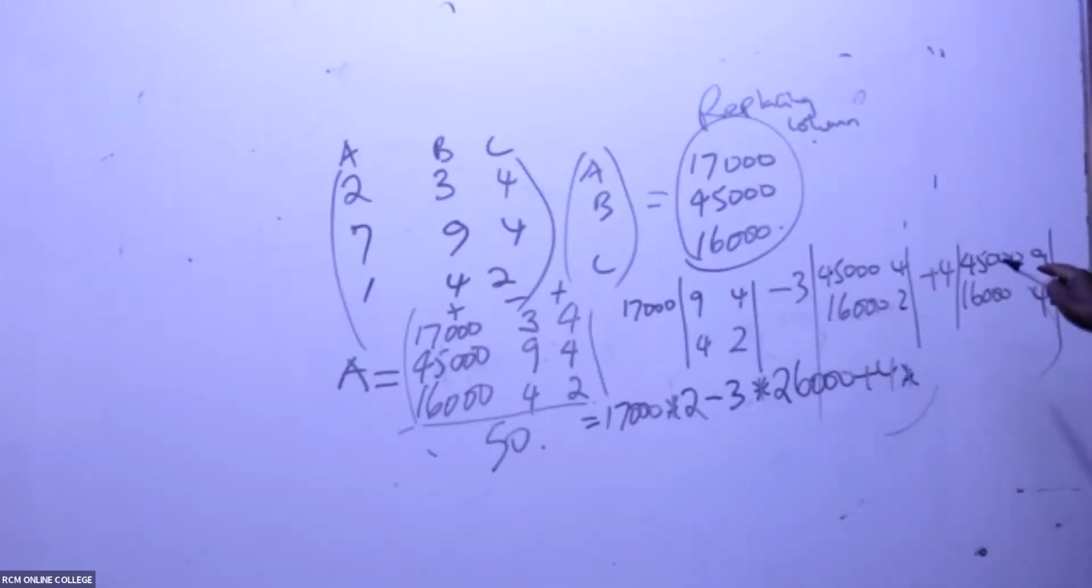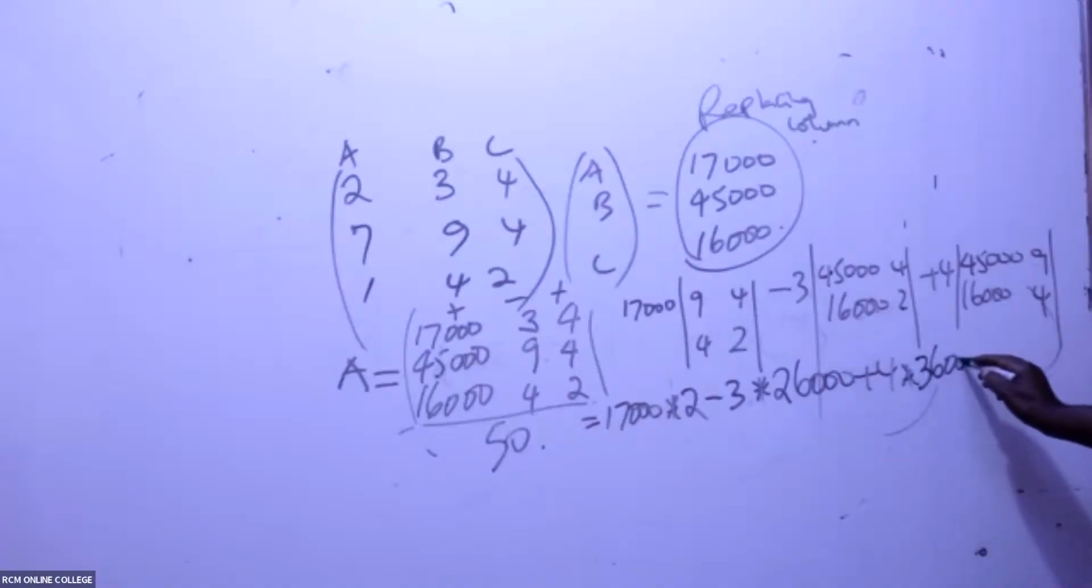into, in this case here, 45,000 times 4 minus 16,000 times 9. What figure do we have there? I'm being given a figure of 26,000 or 36,000. I'm waiting to get from someone else. Valentine, 36,000. Thank you so much.